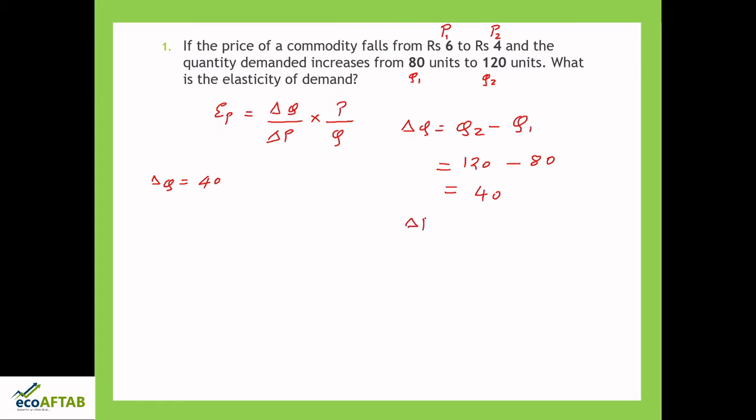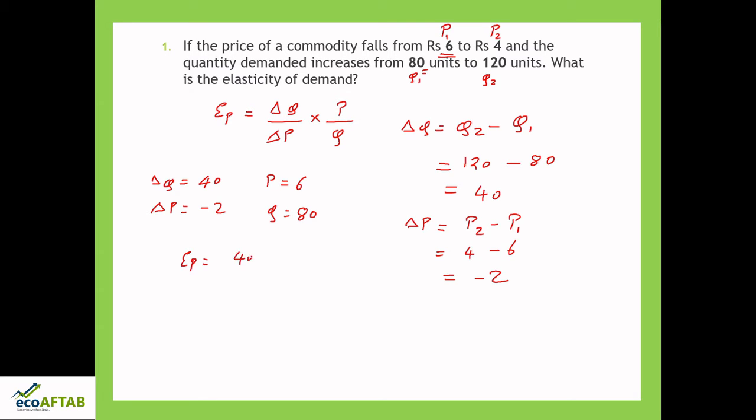Similarly, what is delta P? Delta P is equal to P2 minus P1, that is equal to 4 minus 6, and that is equal to minus 2. So, here delta P is equal to minus 2. And what is our original price? Our original price is here 6 rupees, and our original quantity demanded is 80 units. So, now making use of this information, we can use the formula and find out the elasticity.